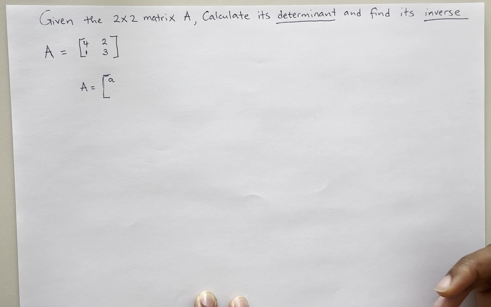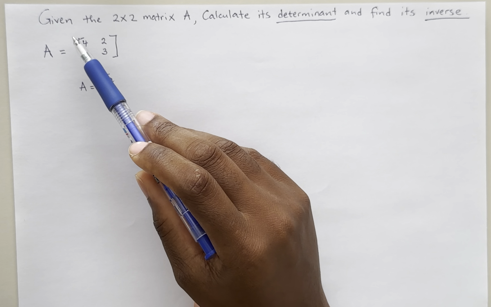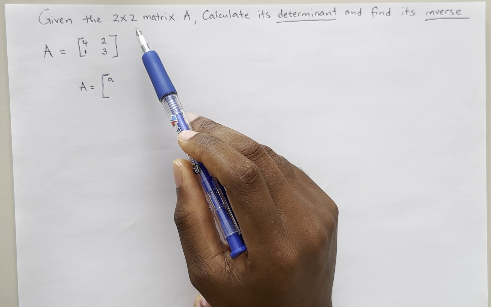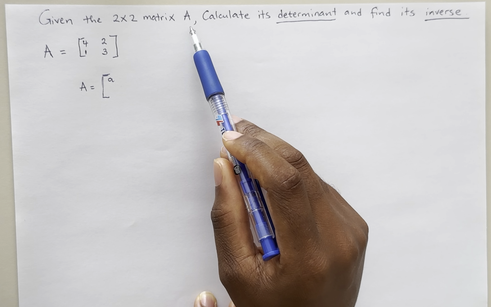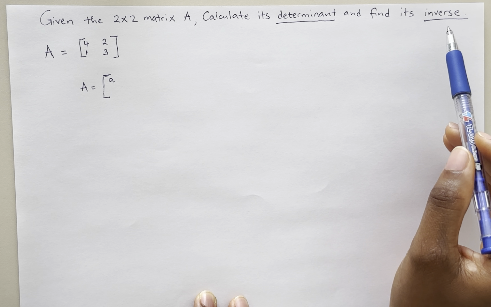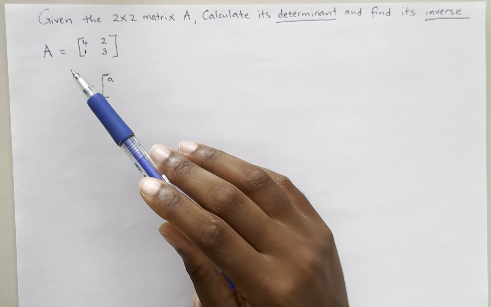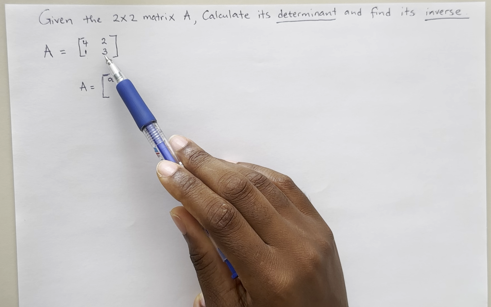Hello everybody. Today we are going to find the determinant and also the inverse of a matrix. The question says, given the 2 by 2 matrix A, we are asked to calculate the determinant and find the inverse of the same matrix A. And A has 4, 2, and 1, 3.